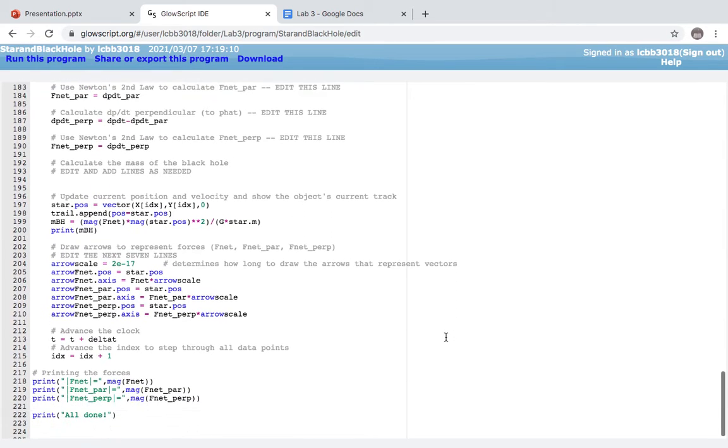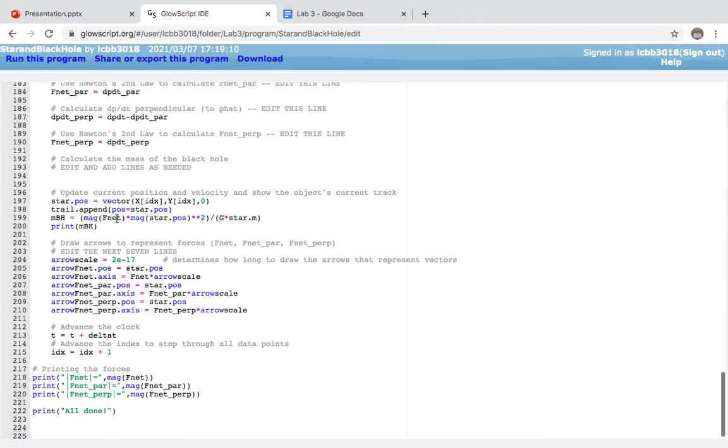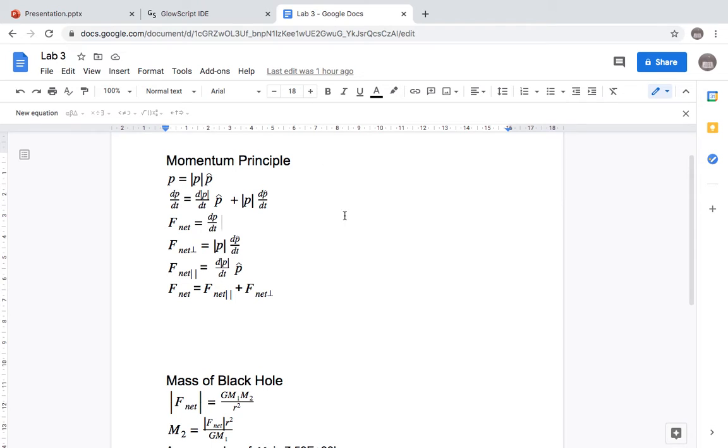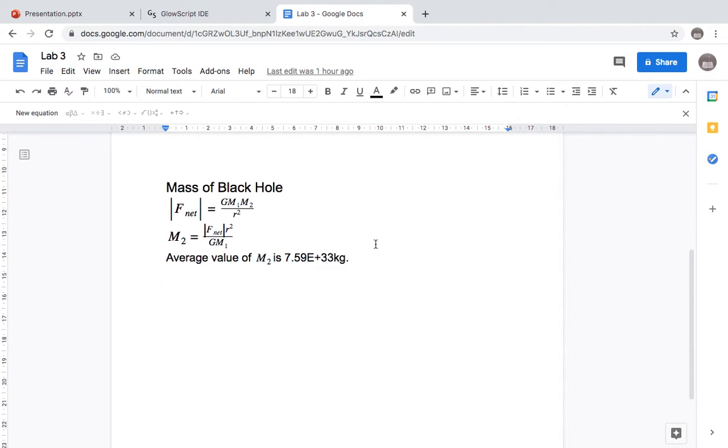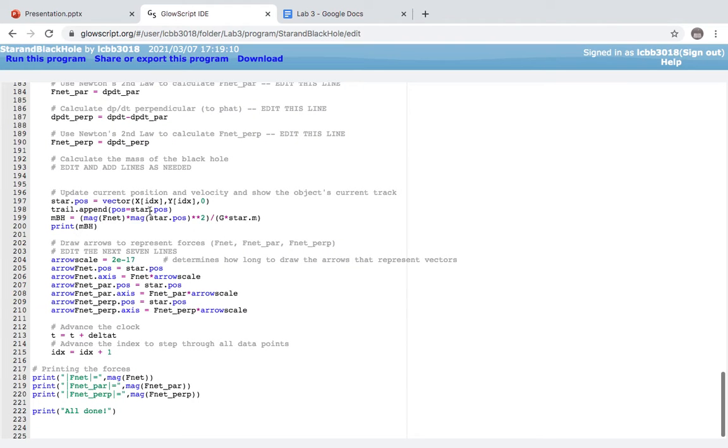The mass of the black hole is found using the gravity equation, which is shown here. The equation, as you can see, can be manipulated to isolate the mass and calculate using the now known values of the mass of the star, the magnitude of the F-net vector, and the gravity constant, and the magnitude of the distance between the two masses. The code writes mag of star position for r because the position of the black hole is at the origin.